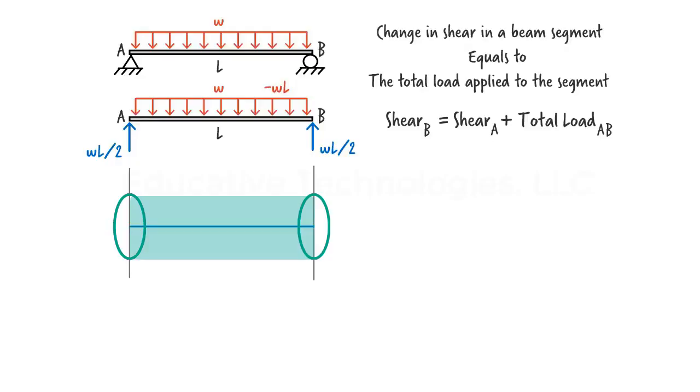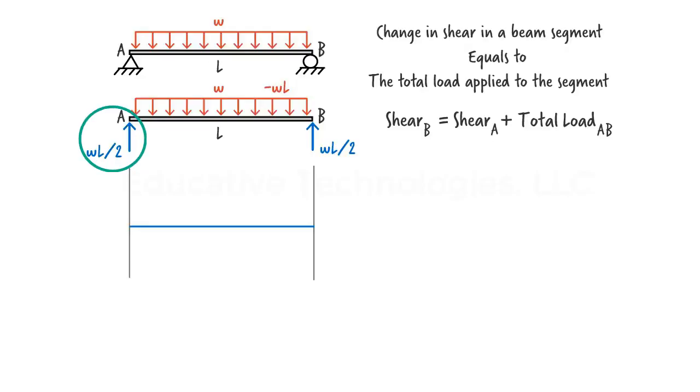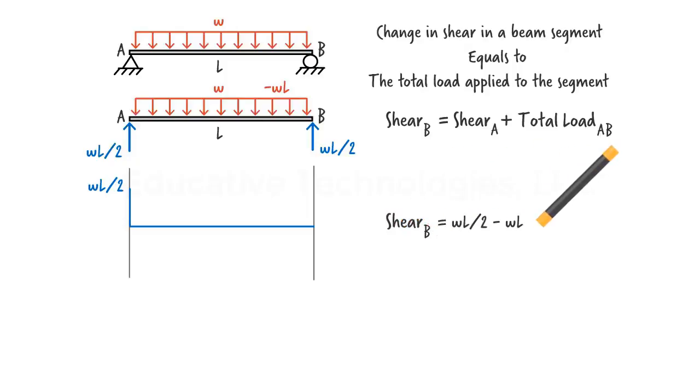In the case of a simply supported beam, shear at the left end of the beam always equals the support reaction at that end. Since there is an upward reaction of WL/2 at the left end of the beam, then shear there is positive WL/2. Shear at the right end of the beam segment equals the shear at the left end plus the area under the load diagram between the 2 points. Therefore, shear at the right end is WL/2 minus WL, or negative WL/2.